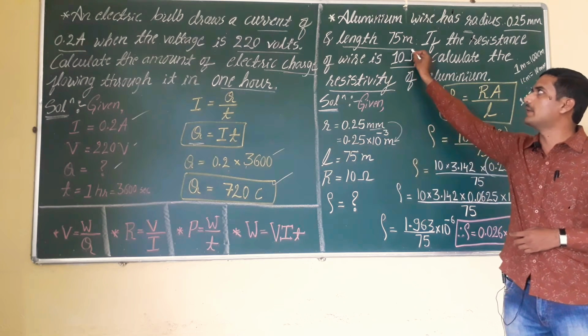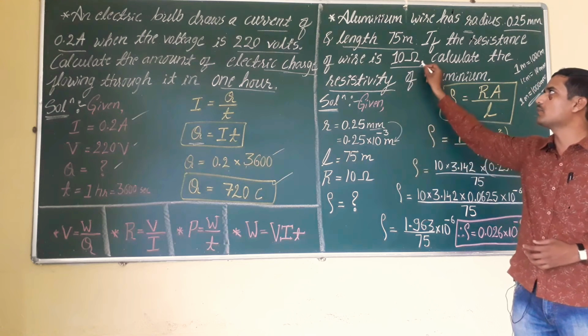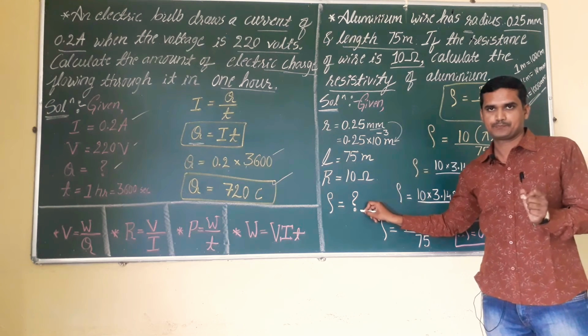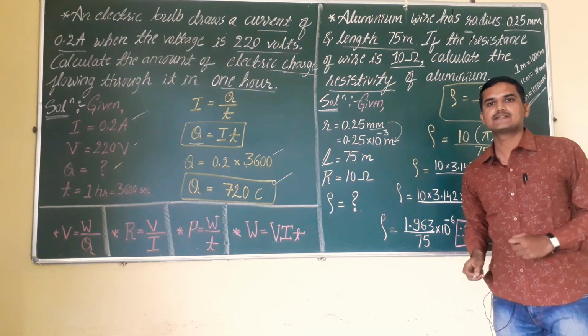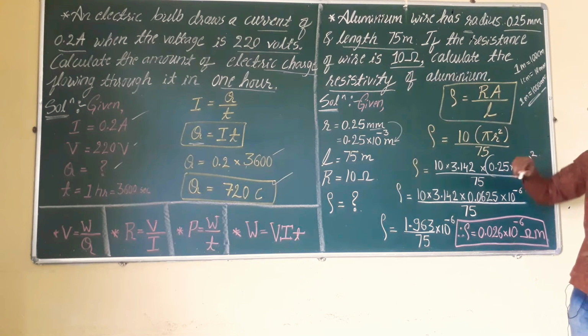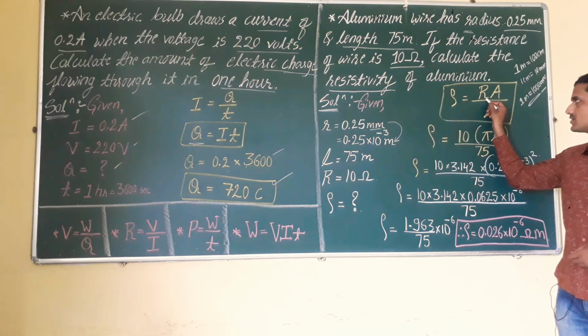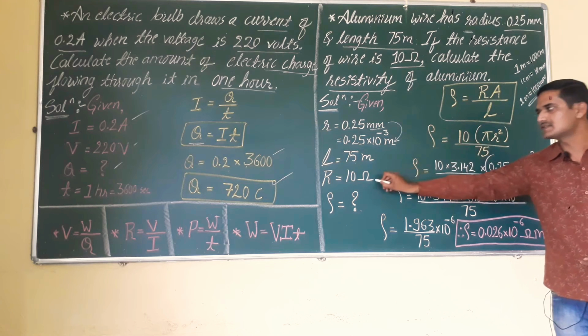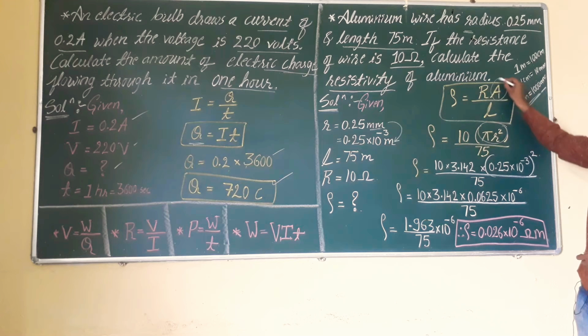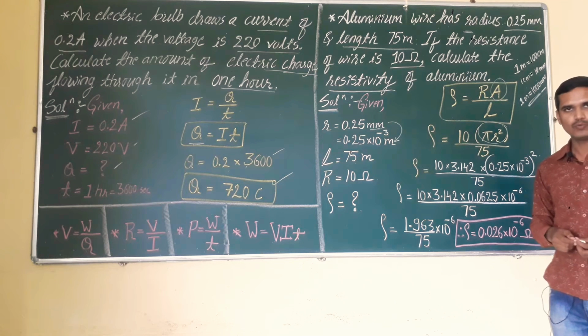The length of the wire is given as 75 meter and the resistance of the wire is 10 ohm. What you have to calculate is resistivity. We already know resistivity is given by the formula rho is equal to RA divided by L. Here the data are: resistance is 10 ohm, and pi r square is written in place of the area of cross section. I will tell you why.